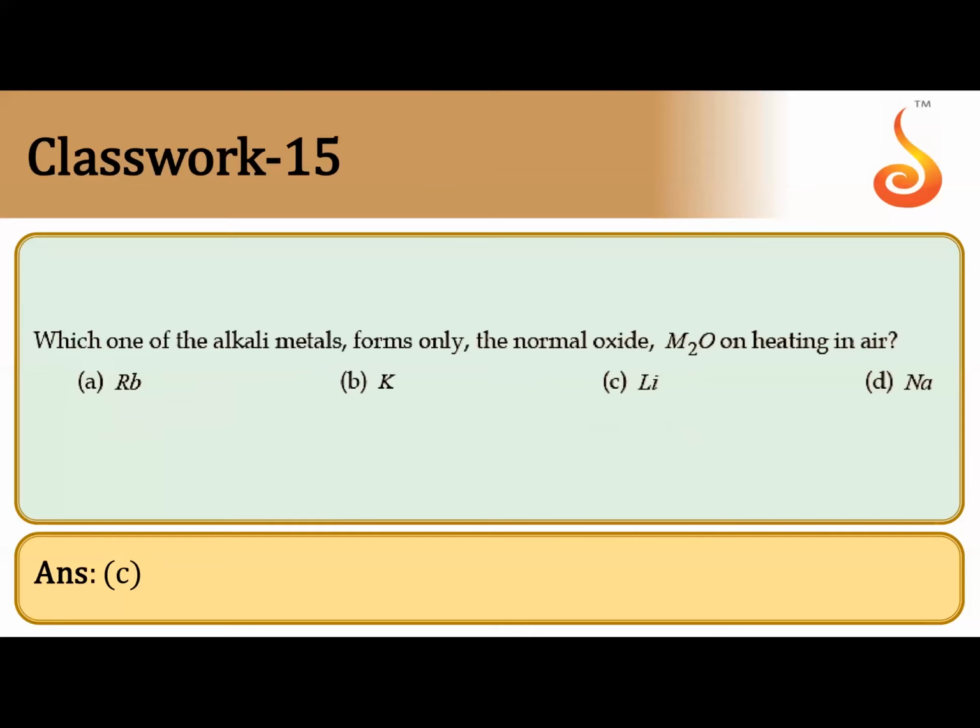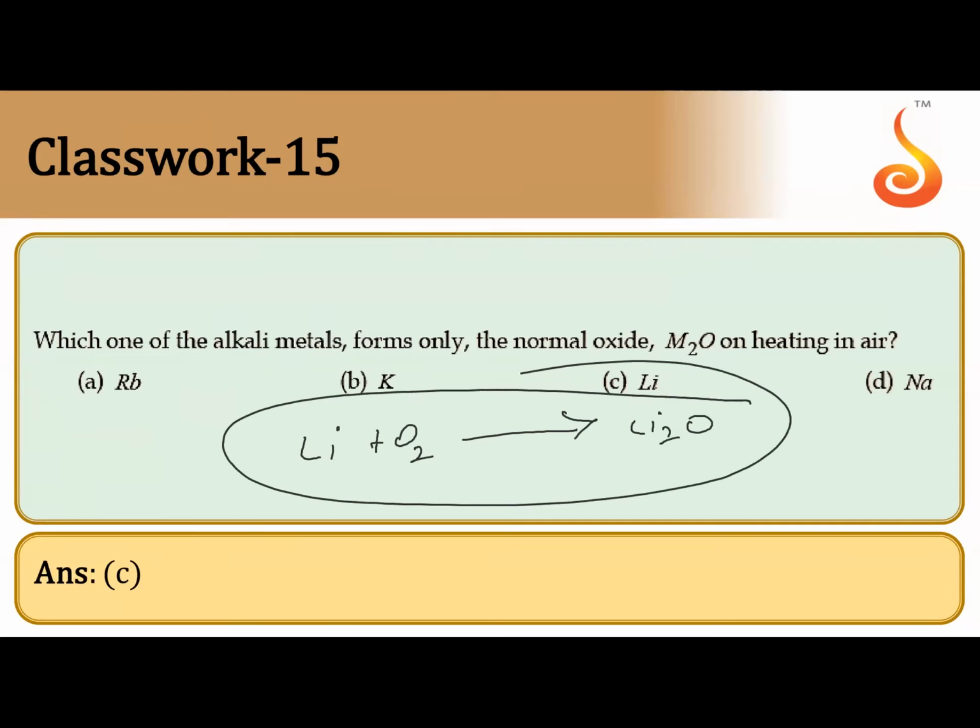Which one of the alkali metals can form normal oxide on heating in air? Lithium is the answer. Lithium is the only metal which can form lithium oxide in air. Potassium and rubidium can form superoxide, and sodium can form peroxide. Option C is the correct answer.